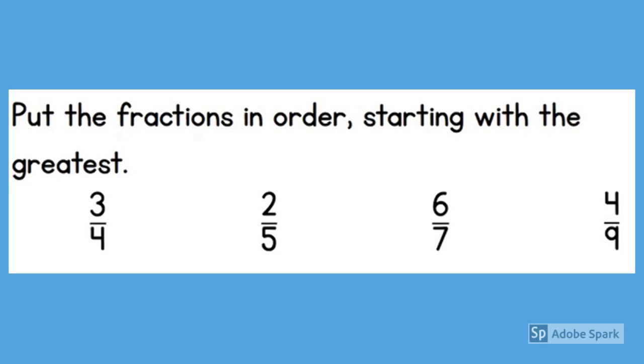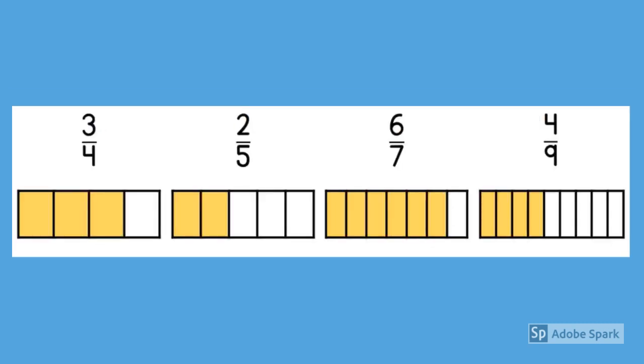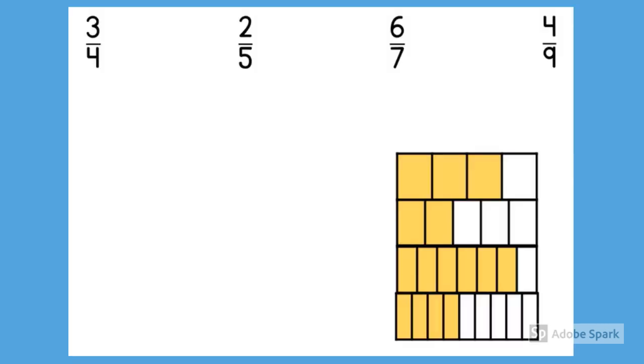I think we should draw some bar models. So here are my bar models. Notice how all the bar models are exactly the same size, but they are cut differently. Seems a little tricky still though. I know, I'm going to put the bar models on top of each other so I can compare. So now we can compare the fractions and find the greatest to the smallest.